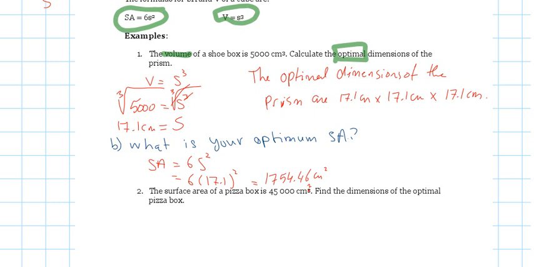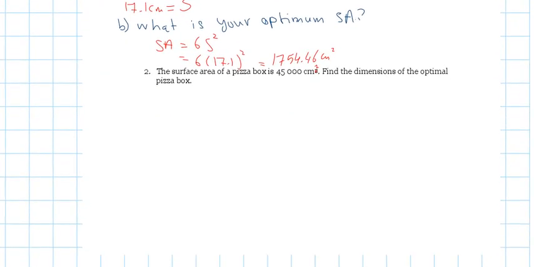But we're answering it. Okay? So they gave me the surface area of a pizza box, and they're asking me for the dimension for the optimal pizza box. I'm starting with the surface area of 45,000. So what do I do? Yeah, so what formula do I start with? So SA equals 6S squared. My surface area is 45,000. And then I'm solving for S. What do I do?